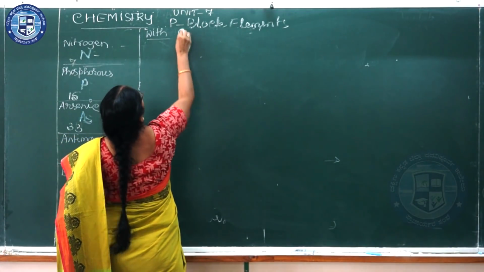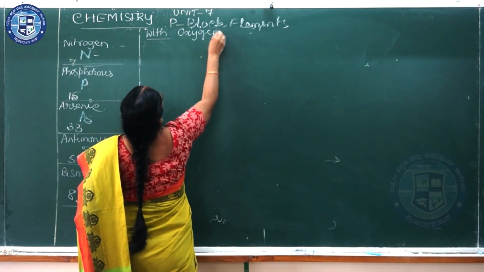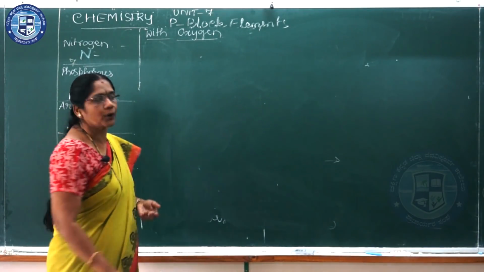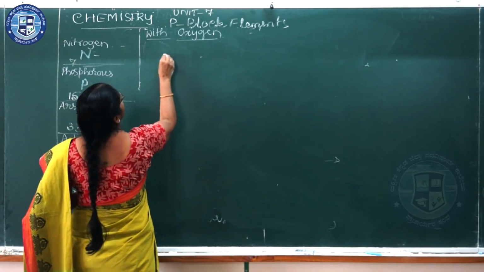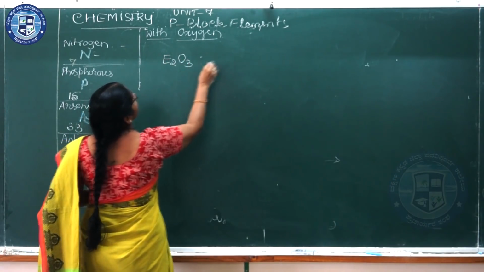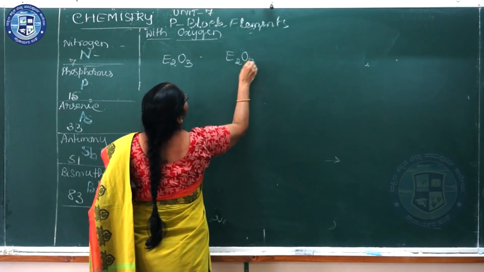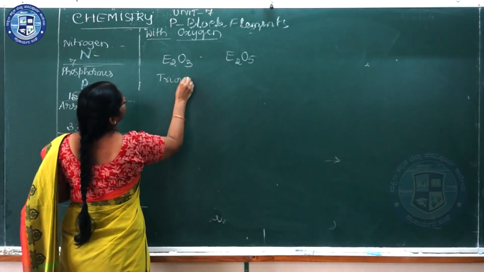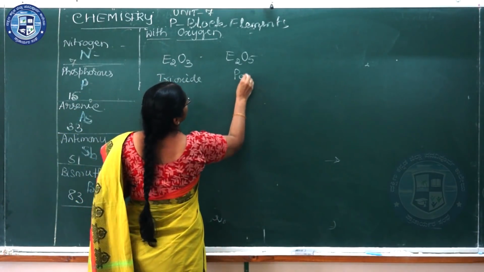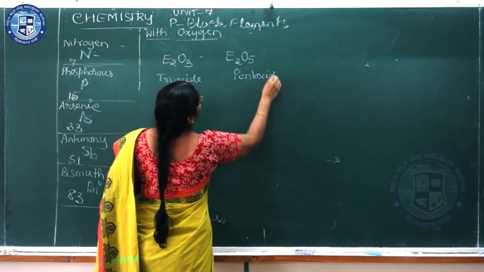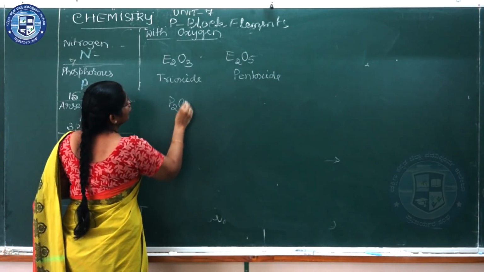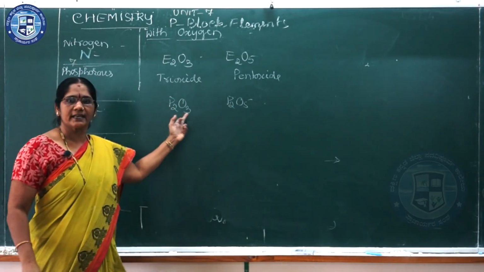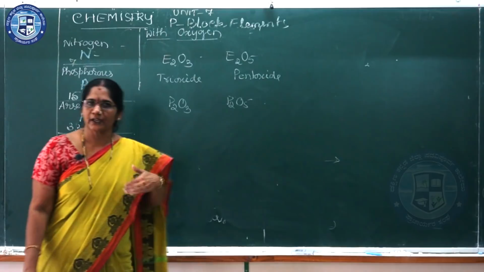Next we will see the reaction with oxygen. How do they react with oxygen and what are their properties? So they use their +3 and +5 oxidation states to give trioxides and pentoxides. For example, you can have P2O3 and P2O5, phosphorus trioxide, phosphorus pentoxide, nitrogen trioxide and pentoxide.